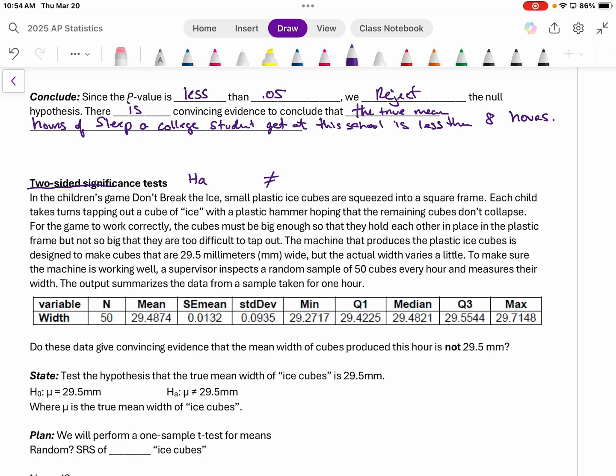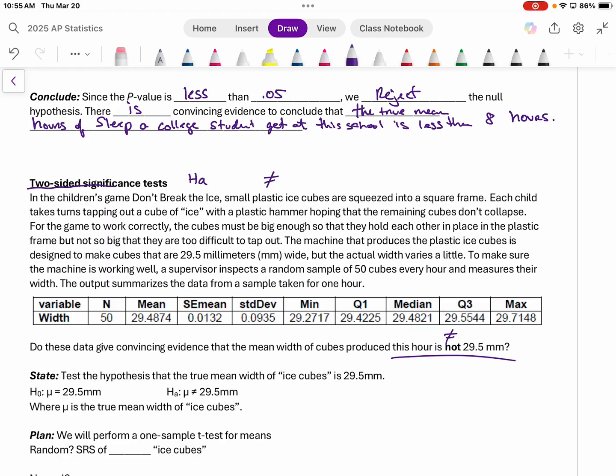To make sure the machine is working well, the supervisor inspects a random sample of 50 cubes every hour and measures their width. The output summarizes the data from the sample taken for one hour. A simple random sample of 50 of them had a mean of 29.48, an SE mean of 0.0136, a standard deviation of 0.935, and then minimum, max, and other stuff listed there. Do these data give convincing evidence that the mean width produced this hour is not 29.5? That "not" lets us know that it's different.